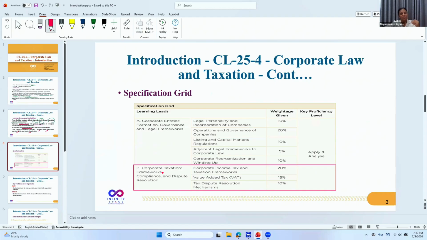This is part B of your syllabus: corporate taxation framework, compliance and dispute resolution. This is the big picture you should know. What is the percentage of each component? First, corporate income tax and taxation framework, 20%. Value added tax, the VAT, 15%. The tax dispute resolution mechanism, 10%.